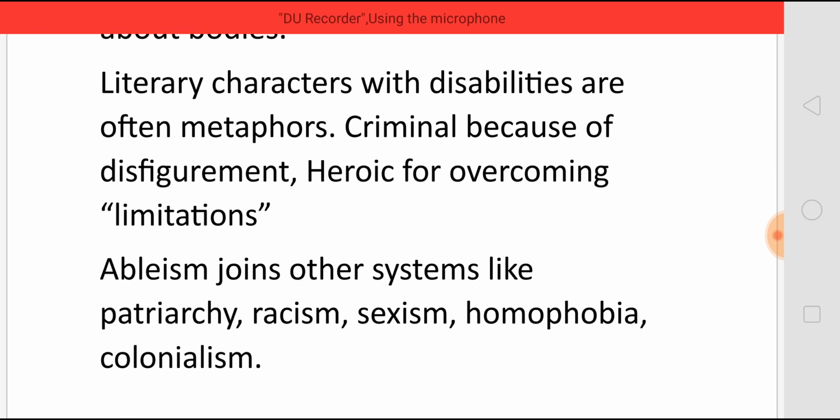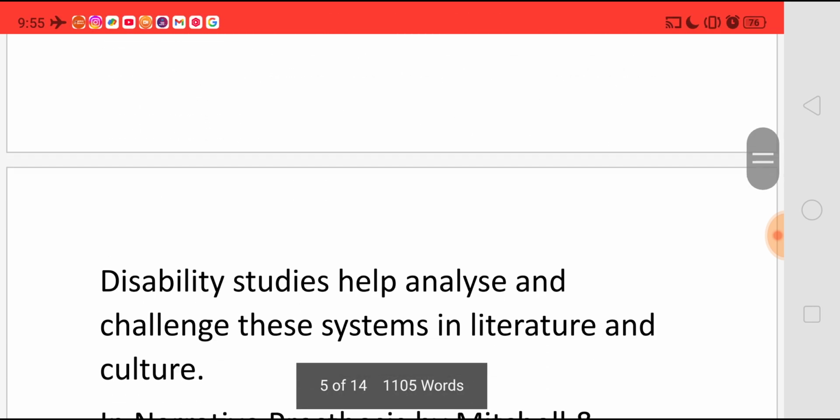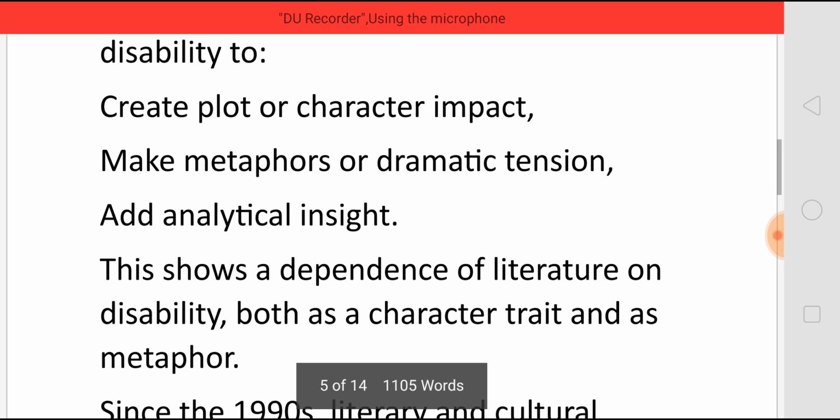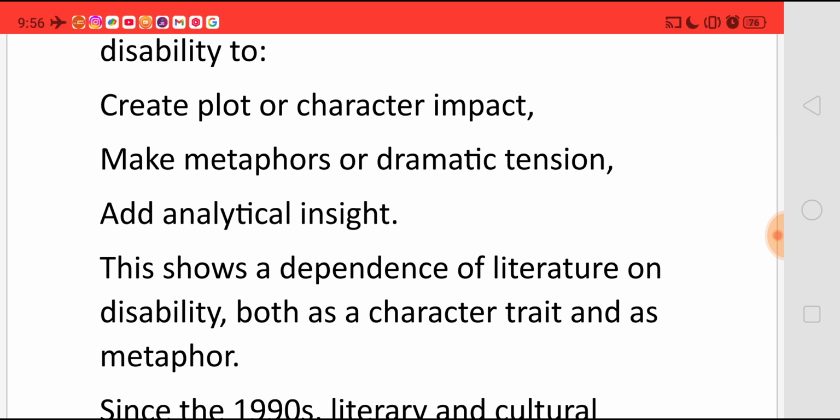Literary characters with disabilities are often metaphors. Generally, they become criminals because of disfigurement, or they become heroic for overcoming limitations. Ableism joins other systems like patriarchy, racism, sexism, homophobia, and colonialism. Disability studies help analyze and challenge these systems in literature and culture. In Narrative Prosthesis by Mitchell and Snyder, disability is often used as a crutch for storytelling. Stories lean on disability to create plot or character impact, make metaphors or dramatic tension, and add analytical insight. This shows a dependence of literature on disability both as a character trait and as a metaphor.